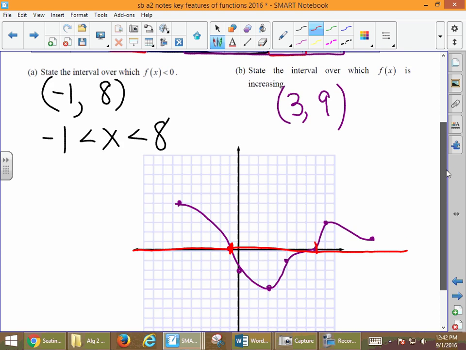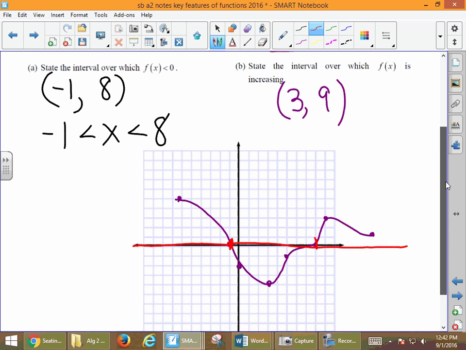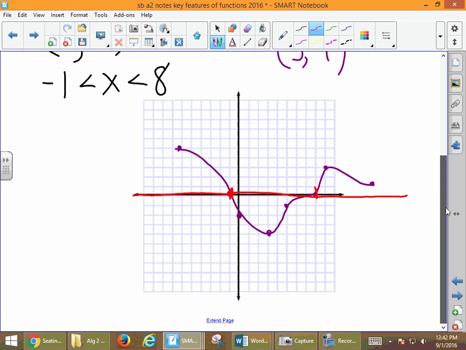On the other part here, state the interval over which f of x is increasing. We went down, down, down to here, a low point. Then we went up, up, up. And then we went down, down, down. So we're increasing from here to here, which is 1, 2, 3, over here to 9.